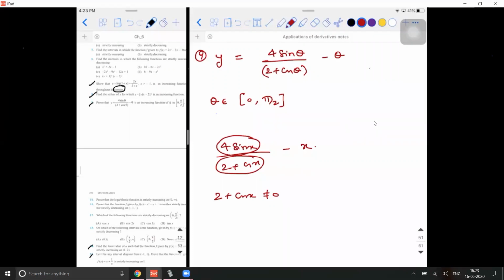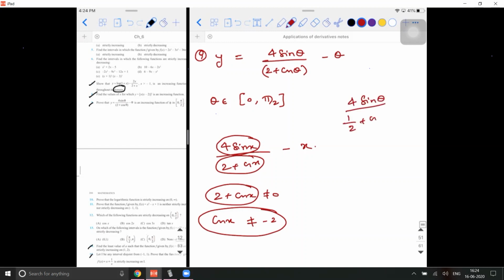So the domain of cos and sine should be real numbers, correct? If cos x is not equal to minus 2, that is a value which is not defined. But is there a possibility for you to have cos x equal to minus 2? Is there any value of x that you can substitute which gives you minus 2? No, right? Because the least value is minus 1, greatest value is 1.